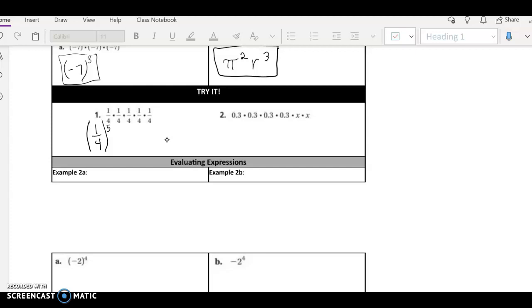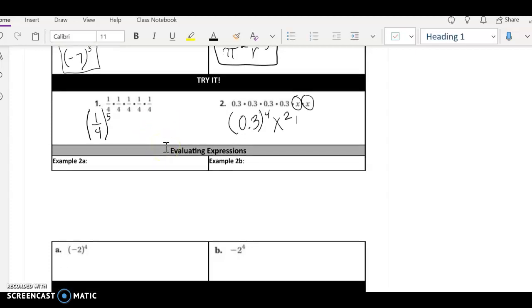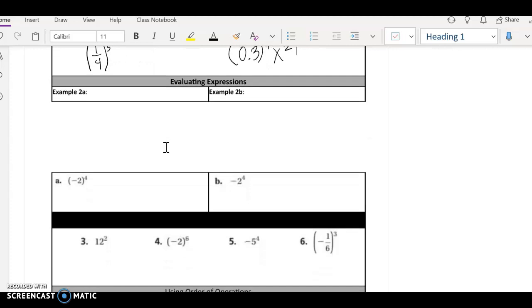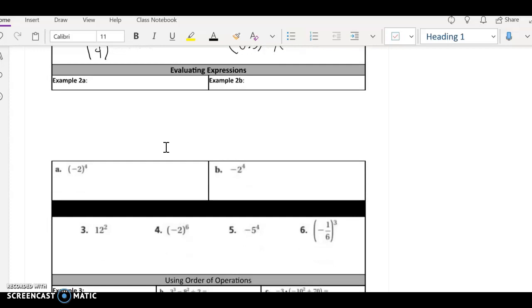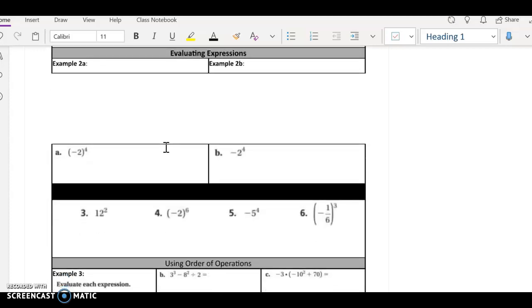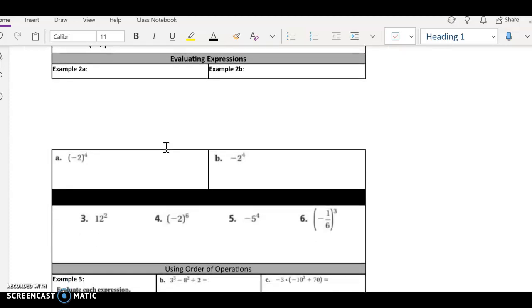For number 2, we have 3/10 being multiplied 1, 2, 3, 4 times. So we have 3/10 to the 4th. And then we have x squared because x is happening twice. All right, so now we are going to evaluate expressions. Okay, so when we are evaluating expressions, we are solving them.